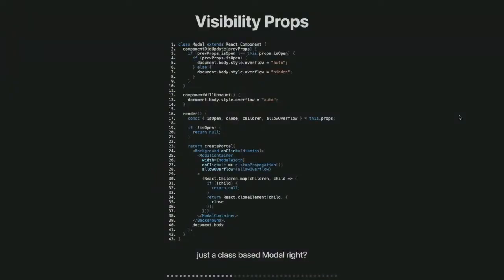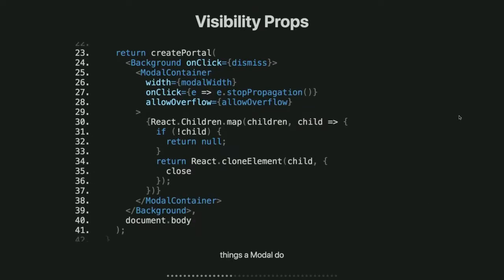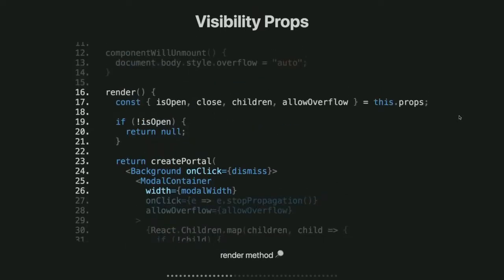Okay, so scene number 4, visibility prop. This is a very simple one, but this is a very common one that we make as well. So this was in our code base in a modal. So we had this modal component, which was a class. And then you look at the modal component, it does modal type of things. It's setting the overflow of the body, whether to display the scroll bar or not. And in the render block, it was creating a portal, attaching itself to the document.body, right? But I want you to pay attention to the top of the render block.